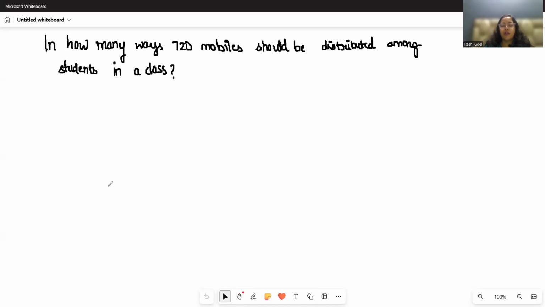So what is the important thing you have to notice? The number of ways depends upon the number of divisors of 720. Each divisor represents a possible number of students. So first, do the prime factorization of 720.